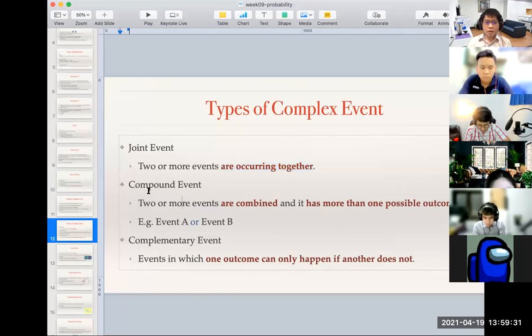The second type is compound events. So two or more events, when they are combined, have more than one possible outcome. What does it mean to have more than one possible outcome? The requirement from event A can apply, or the requirement from event B can apply. It's also possible for both conditions from those two events to apply at the same time.